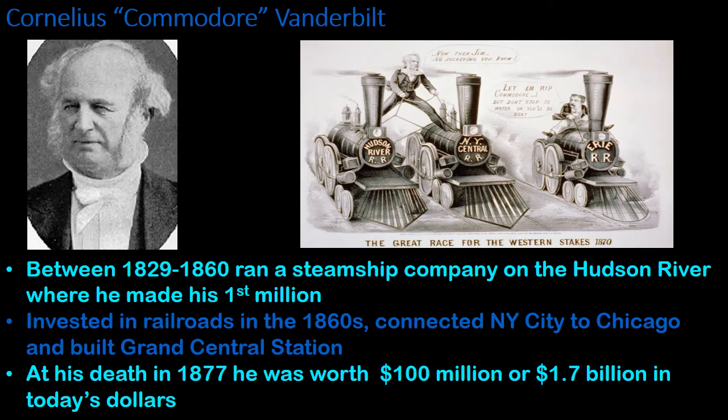Shipping and railroad tycoon Cornelius Vanderbilt was a self-made multimillionaire who became one of the wealthiest Americans of the 19th century. As a boy, he worked with his father, who operated a boat that ferried cargo between Staten Island, New York, where they lived, and Manhattan.